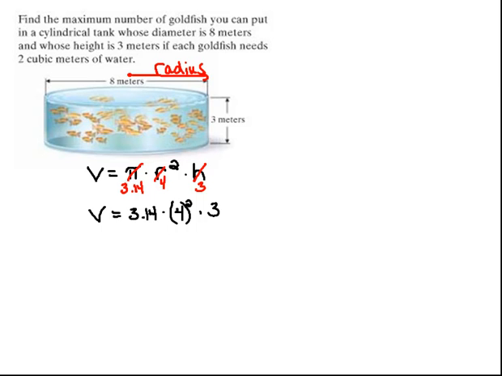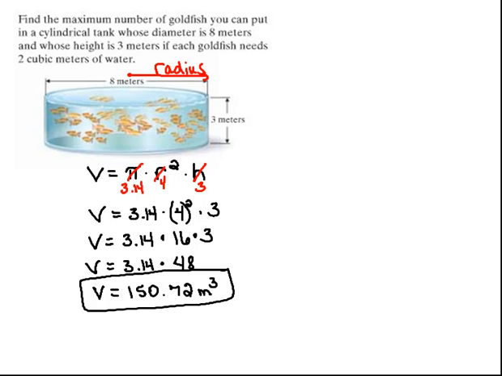And we have to do our squaring first, order of operations. So that means volume will equal 3.14 times 4 squared, which is 16, times 3. Now remember, I can multiply in any order I want to, and it might be a little bit easier to do the whole number multiplication before we worry about the decimal. So that means volume will equal 3.14 times 48. Now we can multiply it by the decimal. To get this volume is 150.72 cubic meters. Now that's how much water the tank will hold.